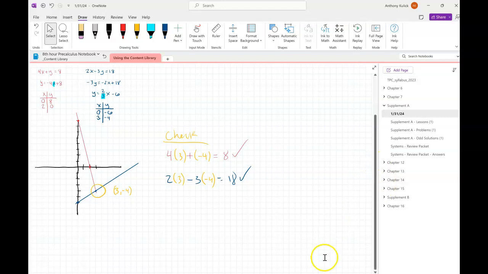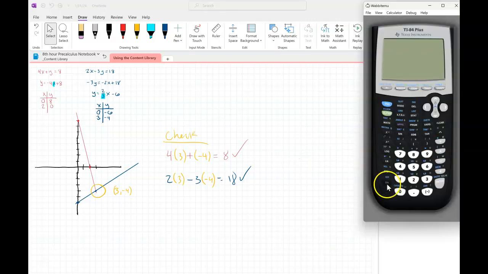So let's show you how to do this same problem on our graphing calculator. If you have a graphing calculator with you, I invite you to take it out so you can follow along. If not, you can just go back and watch this with your graphing calculator at home. Or if you think you have an excellent memory, you can just watch it and you'll be good. Maybe you're that.